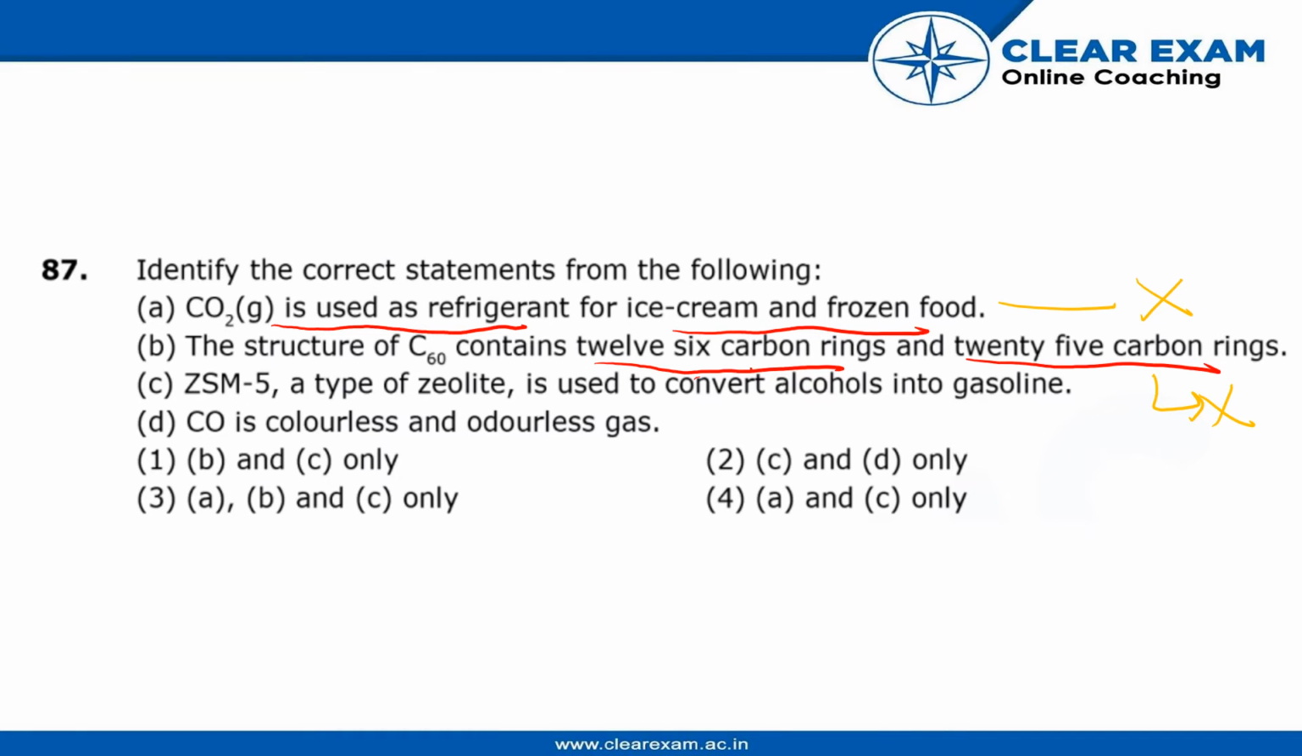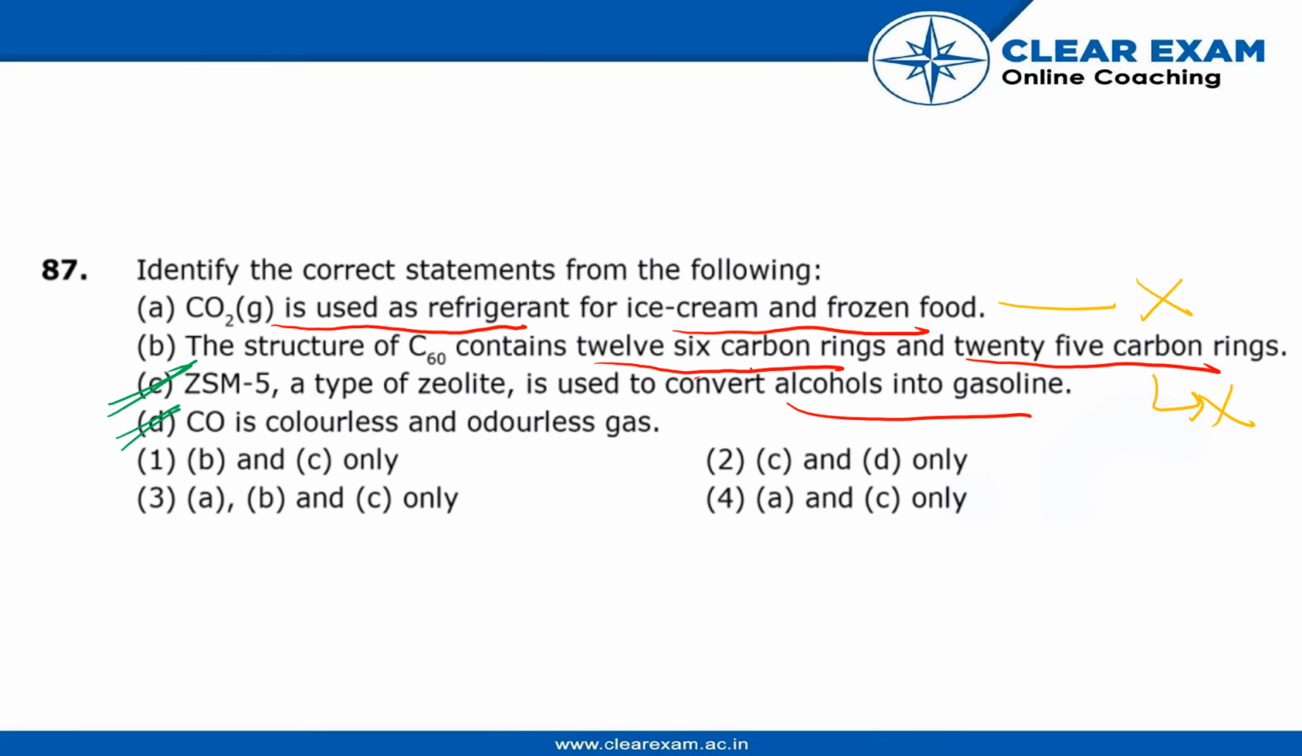Third is saying that ZSM5 is a type of zeolite that is used to convert alcohols into gasoline. That is true. ZSM5 is basically used to convert alcohols into gasoline. So this is correct. Fourth is saying that CO is a colorless and odorless gas. That is obvious. So this is also correct.